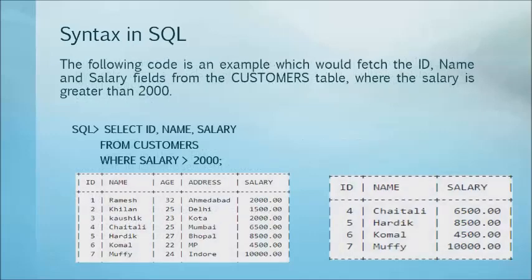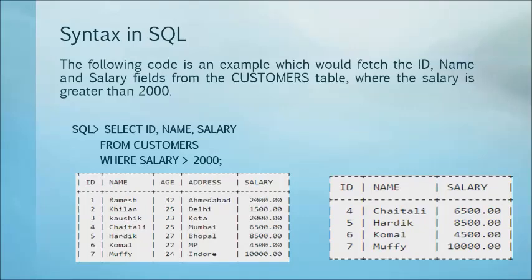The following code is an example which would fetch the ID, name, and salary fields from the customers table where the salary is greater than 2,000. So our condition is greater than 2,000. We have the SQL statement: select ID, name, salary from customers where salary is greater than 2,000. So we will be fetching the data that satisfy our condition.